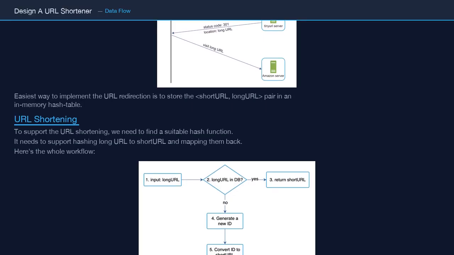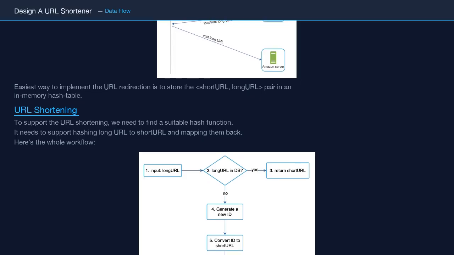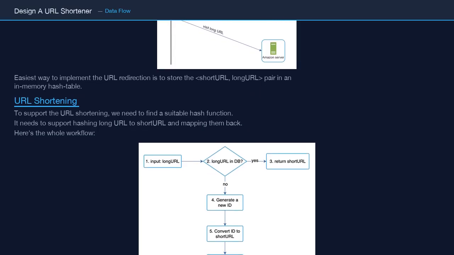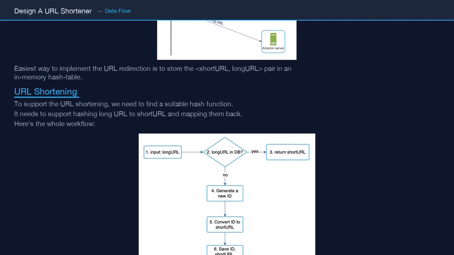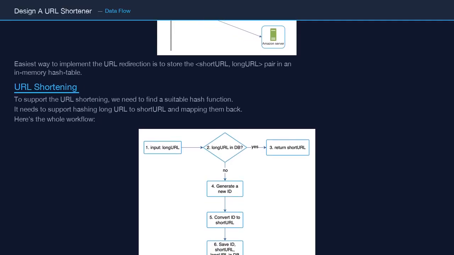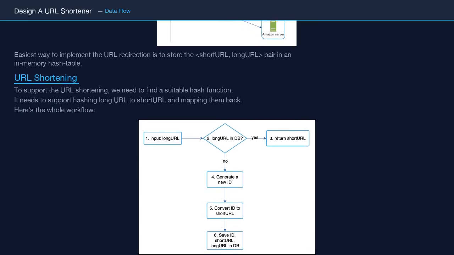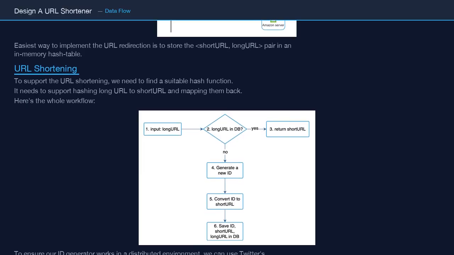Here's how the full workflow comes together. When a user submits a long URL, a unique ID is generated for it. To make sure that ID generation works correctly across multiple servers in a distributed environment, we use Twitter's Snowflake algorithm, which guarantees unique IDs without any central coordination. That ID is then used to produce the short URL, and the mapping is stored in the database.